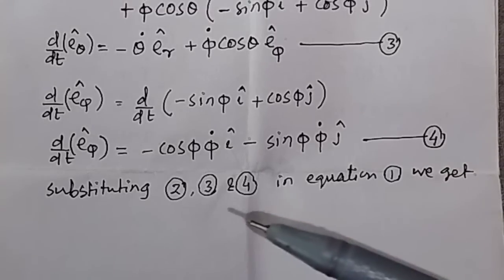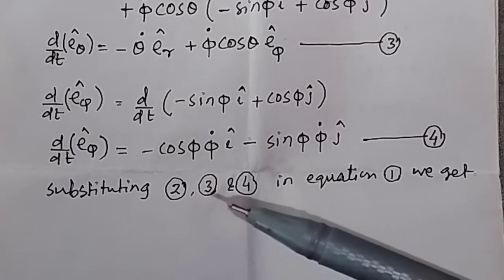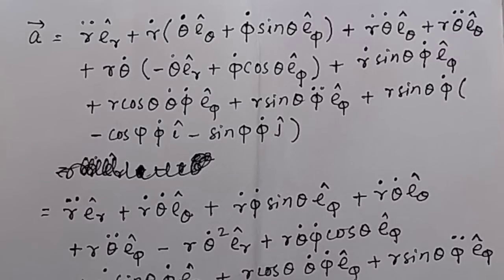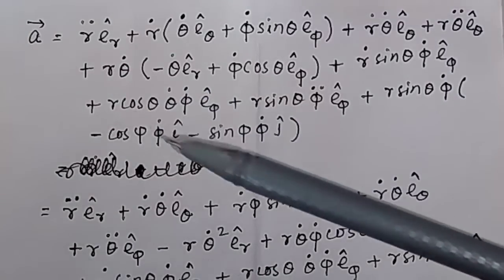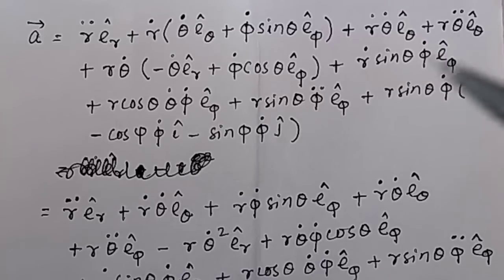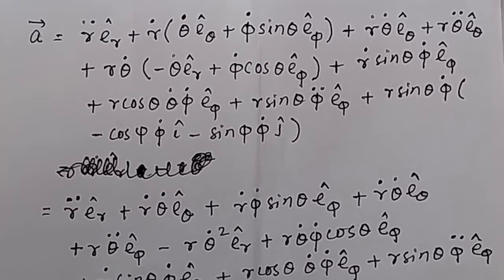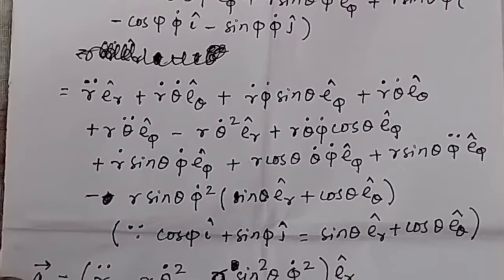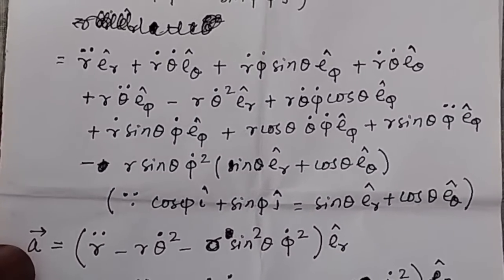Now substitute the value of equations 2, 3 and 4 in equation 1. If you substitute in equation 1, then you will find the value of the acceleration, this term. Then you rearrange the terms. You multiply the terms in the bracket, and if you rearrange the terms, then you will have this equation.